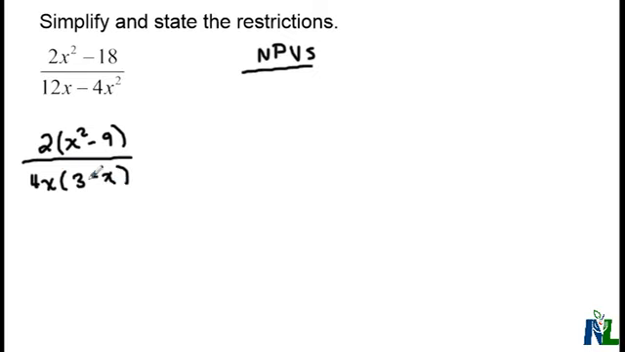So since the denominator is fully factored now, what I'd like to do is go ahead and find my non-permissible values. So I'm going to take the 4x and set that equal to 0. And that's going to give me one non-permissible value of x equal to 0. I'm also going to take 3 minus x and set that equal to 0. And that's going to give me that x equal to 3 is also a non-permissible value. So now I've got these. I'll need to keep those in mind because I want to express them with my final simplified expression.